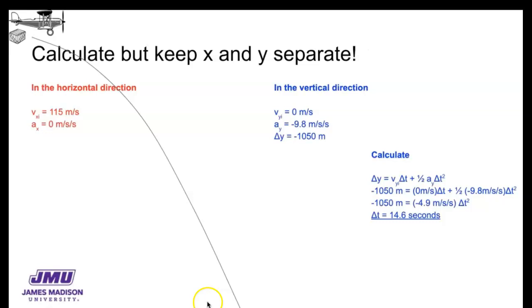So I will need to determine the final velocity in the x direction and the final velocity in the y direction and then combine them. The final velocity in the x direction is actually going to be really easy because the acceleration is 0.